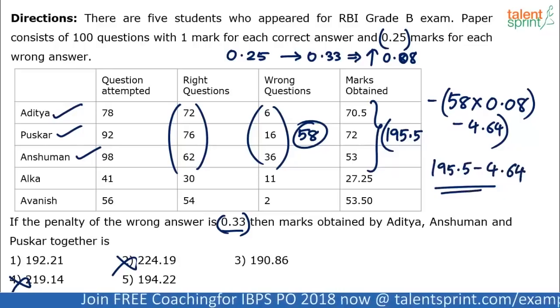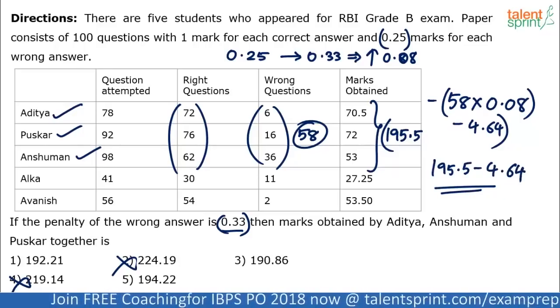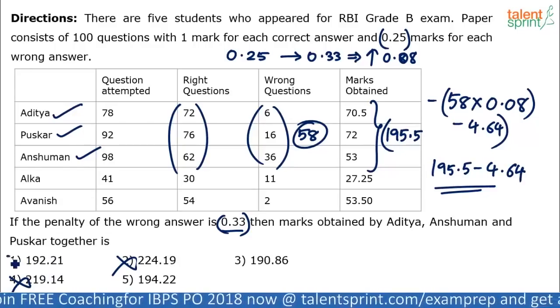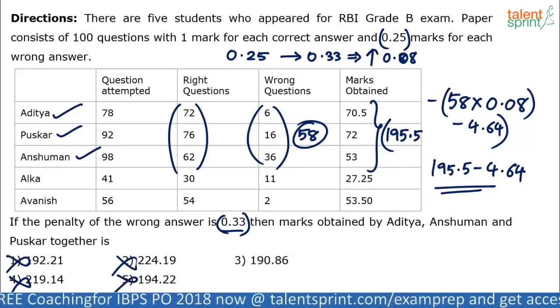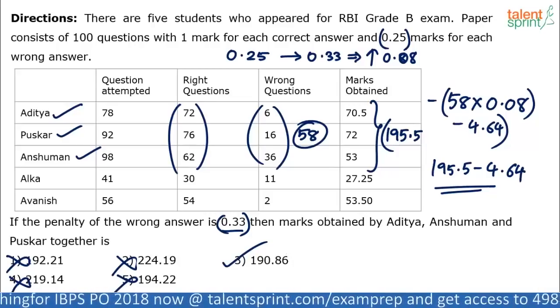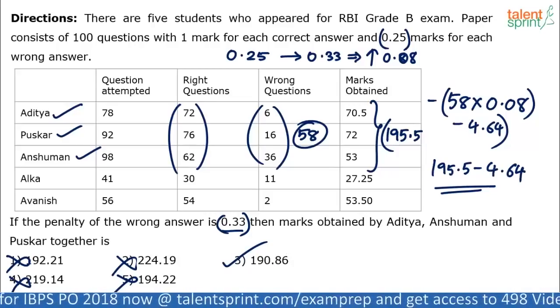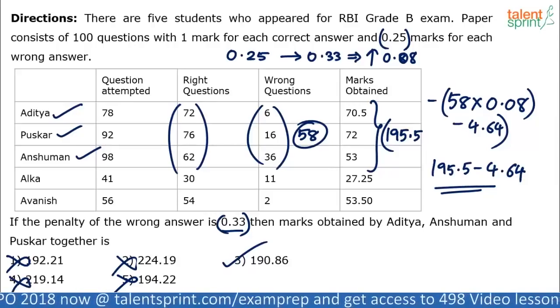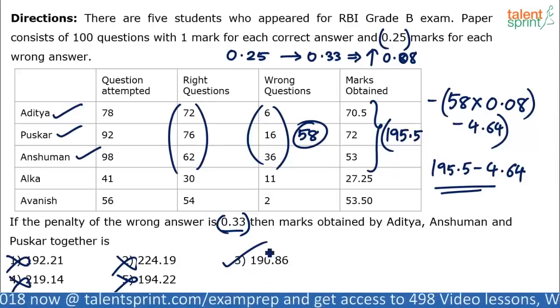So the score will reduce by approximately 5 marks. 4.64 is approximately 5 marks. Look at it. 195.5 will not give you 192. Eliminated. It will not give you 194. So the answer has to be this. Yes or no? In fact, 195 minus 4 is 191. 5 minus 0.64 is minus 0.14. So 191 minus 0.14 will give you 190.86.